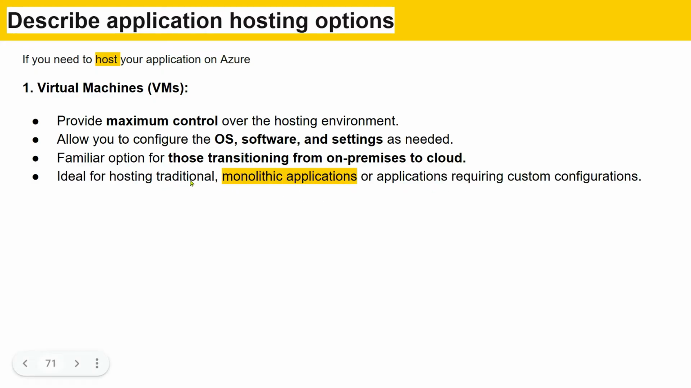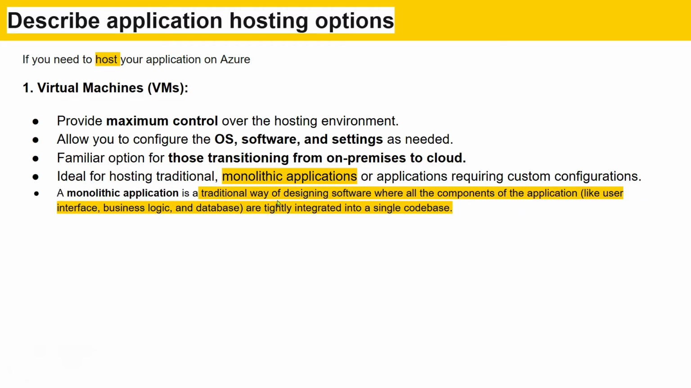It is ideal for hosting traditional and monolithic applications, or applications requiring custom configurations. Now what is monolithic? Monolithic is a traditional way of designing software where all the components of the application, like user interface, business logic, and database, are tightly integrated into a single code base. The old way, the old school. Okay, so that is the monolithic application. Now we also learned about containers.